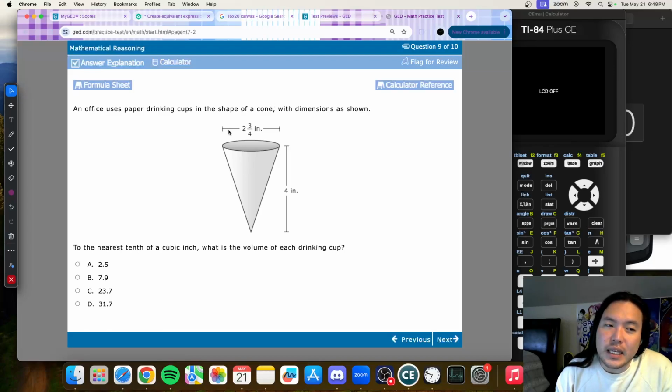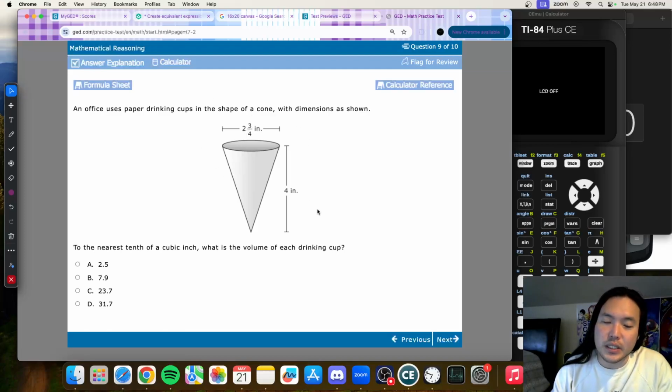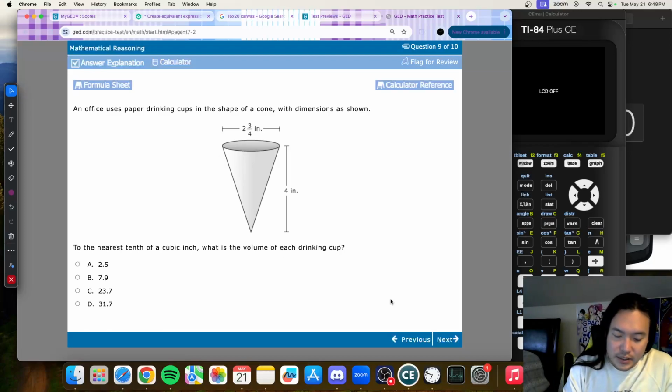Here, recognize that they give you the diameter, right? Definitely know the difference between the diameter and the radius. This is the diameter. Absolutely make sure you calculate the radius first. Otherwise, then you can just use the formula. Let's see if you guys can get the correct answer.